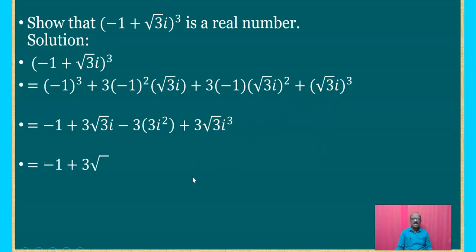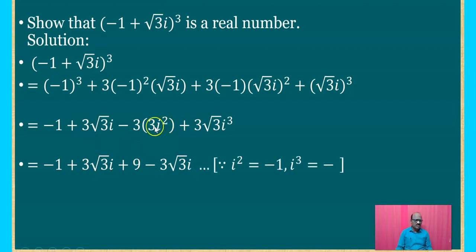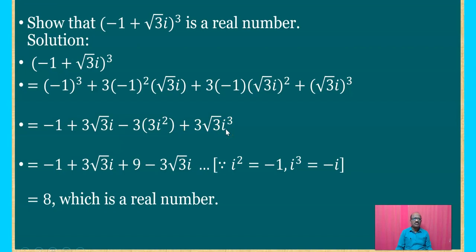Next is a minus 1 plus root 3i, 3i square. i square is minus 1. And this minus and minus will become plus. 3 into 3, 9. And last is i cube, which means what? Minus i. Substitute the value. Then here you will get minus 3 root 3i. i cube means minus i, and therefore it will become minus root 3i. This plus and minus will get cancelled. Minus 1 plus 9, 8. And which is the real number.